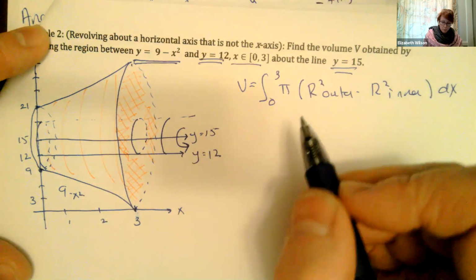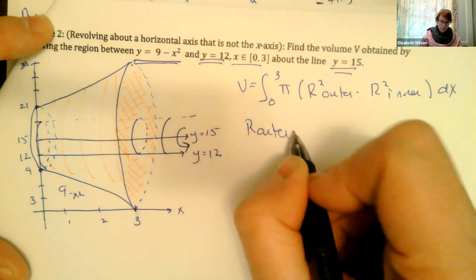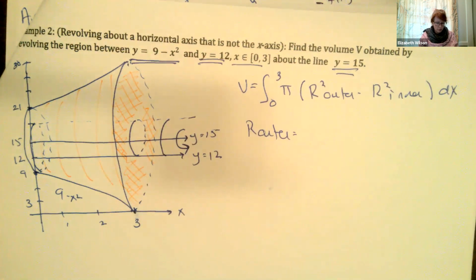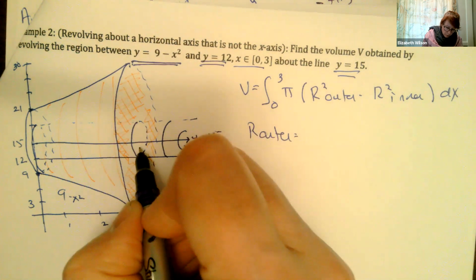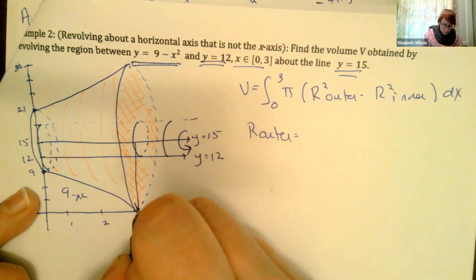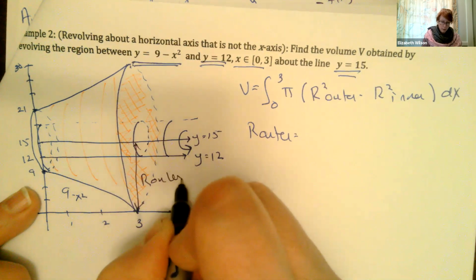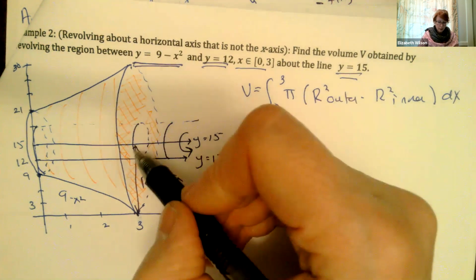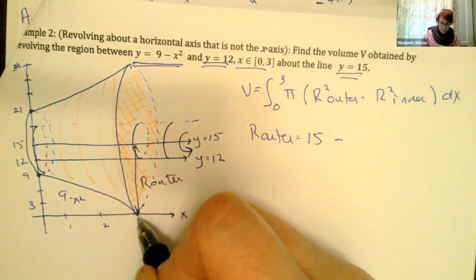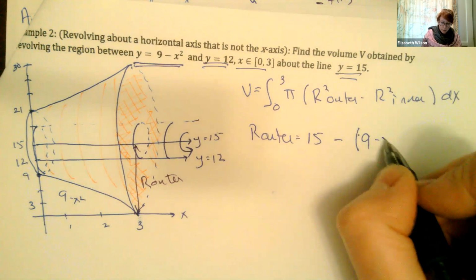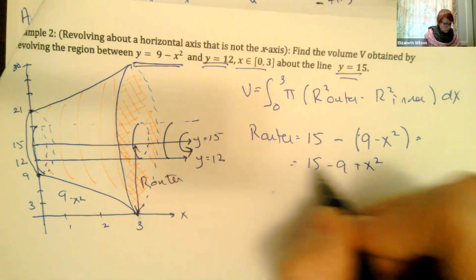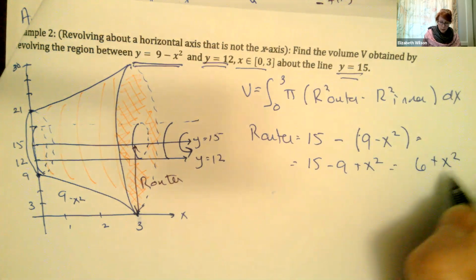So I had to think about what my outer is. My outer is going to be dominated by this 9 minus x squared. But watch, let's draw this out. So I've got this axis here, from here up to there. So there's my outer. That's my outer radius, right? But what I'm looking at is this function minus this function here. So I'm going to go from 15 minus 9 minus x squared, which is 15 minus 9 plus x squared. So this becomes 6 plus x squared, my outer radius.